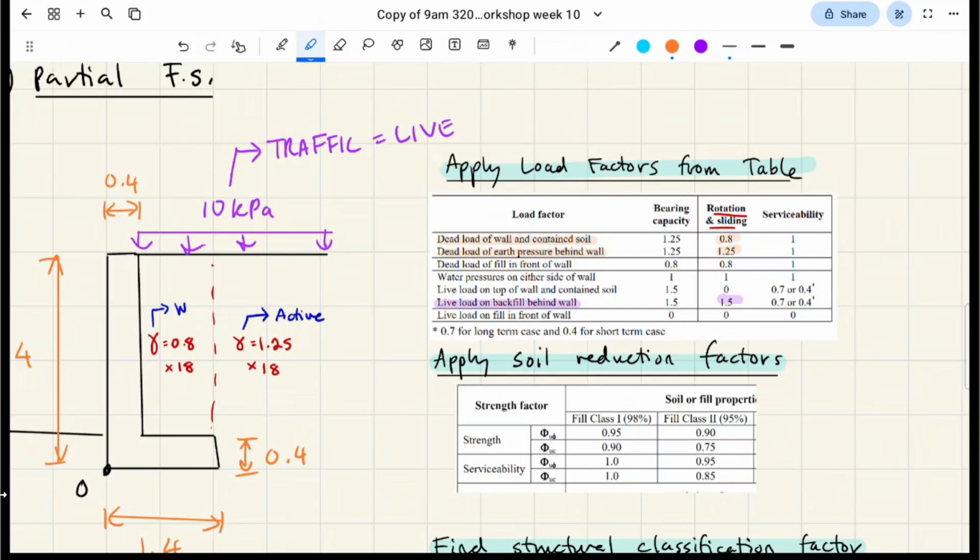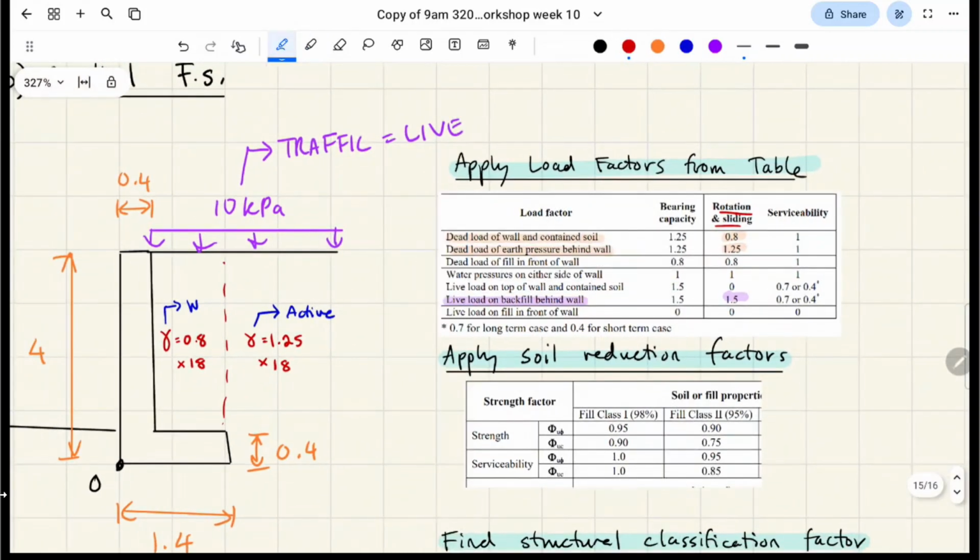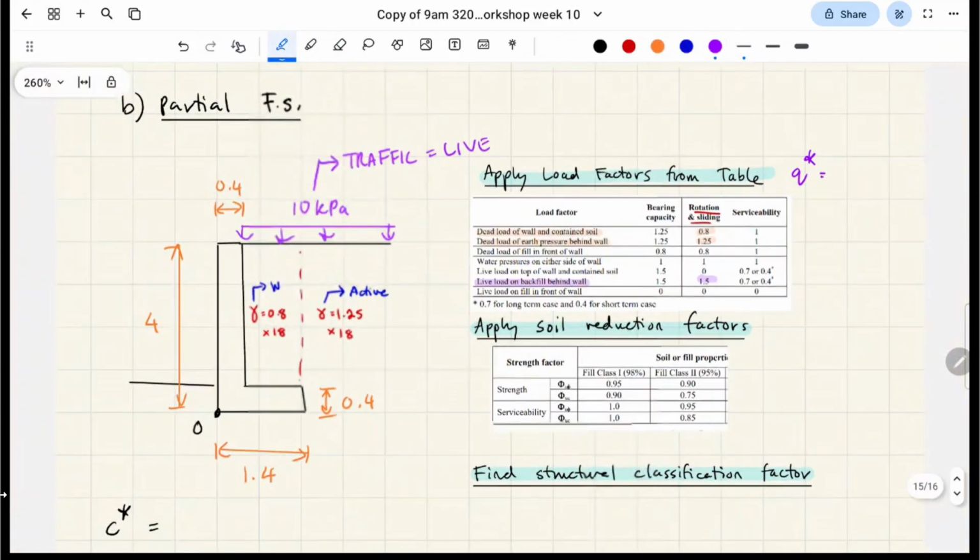Okay, so let's talk about one thing at a time. I'm going to talk about the surcharge first. So the scaled surcharge is going to be 1.5 times whatever surcharge we were given. So Q star is going to be 15 kPa, okay?